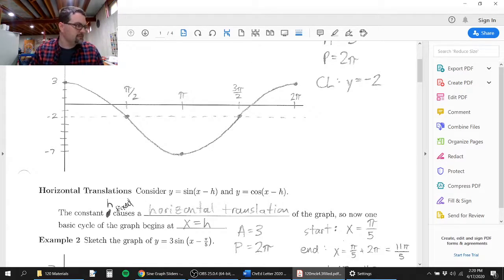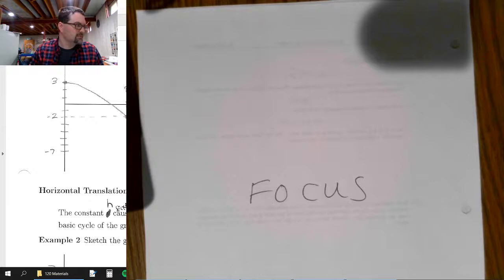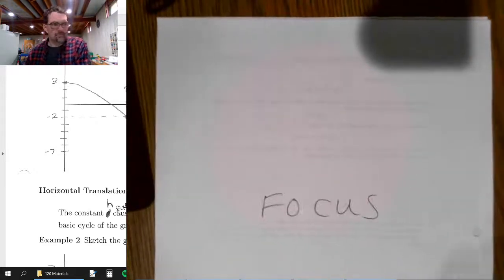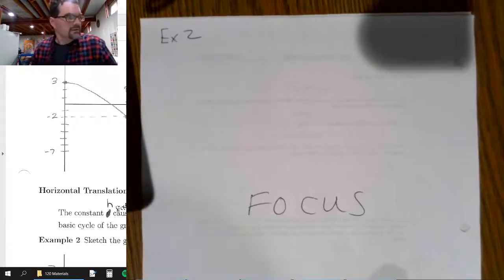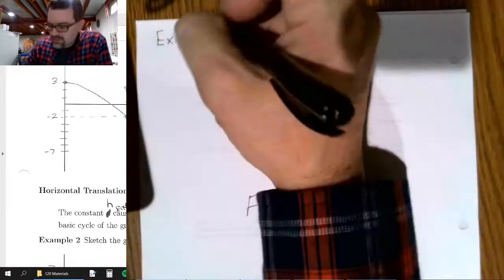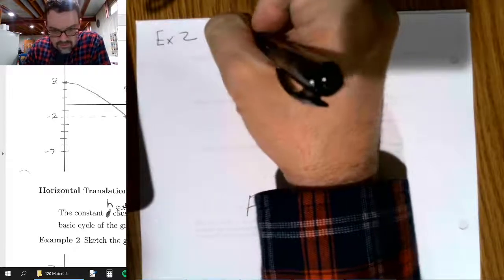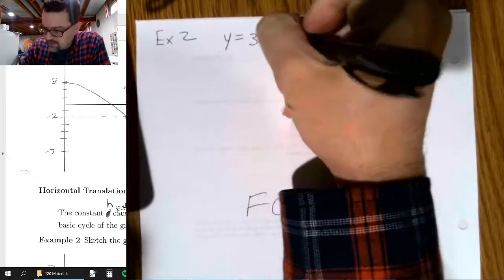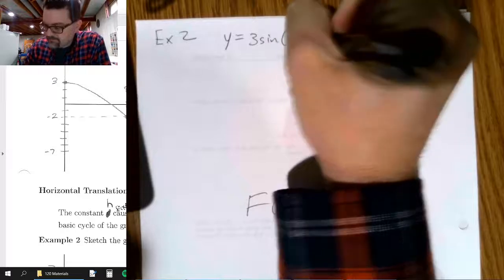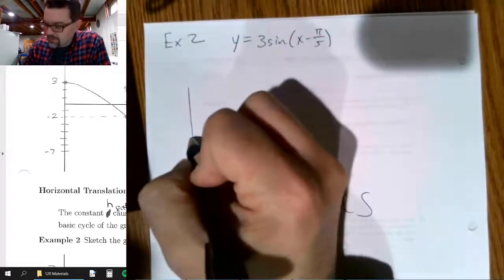Okay, so I'm going to go to the document camera now. There it is. Just had to get things to focus correctly. So this is example 2, which is y equals 3 sine (x minus pi over 5). All right, we're going to graph this guy.